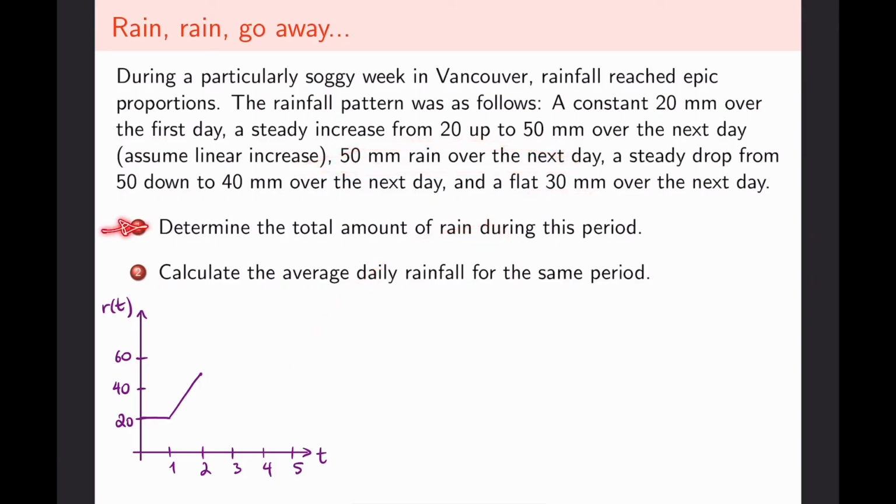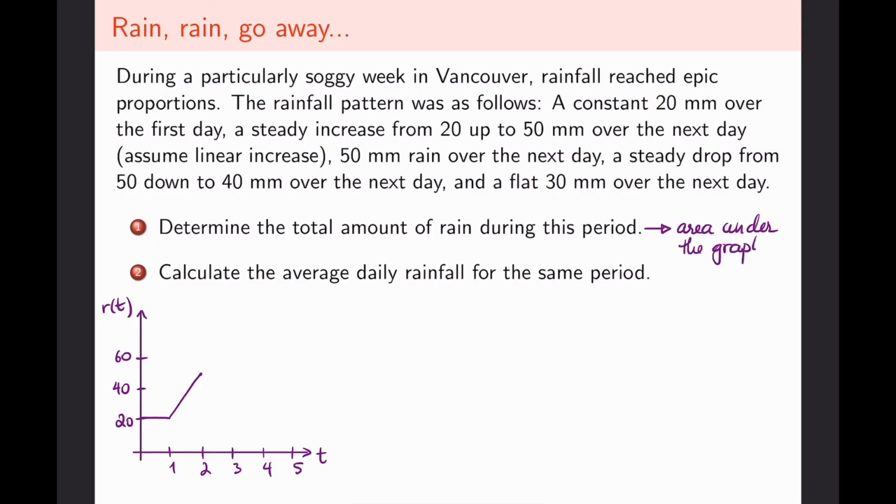The first question asks, what is the total amount of rain that actually fell during this period? So notice that what we're seeing here are the rates, millimeters per day. So 20 millimeters per day means that in the entirety of the first day, we have acquired 20 millimeters of rain. On the second day, it went from 20 to 50 throughout the day, which means that the total is the area under this graph here. This is how you will compute the first part, area under the graph.